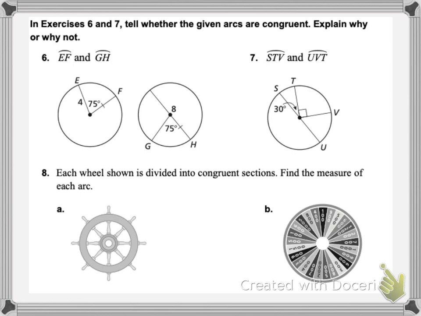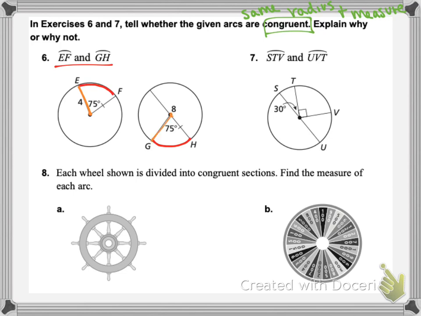So we'll continue. It says, tell whether the given arcs are congruent, explain why or why not. I think your quiz, actually, since it's online, is going to be colored. So it would say EF and GH. In order for them to be congruent, they have to have the same radius and the same measure. So the first thing we want to check is the radius. The radius is from the center to the edge.